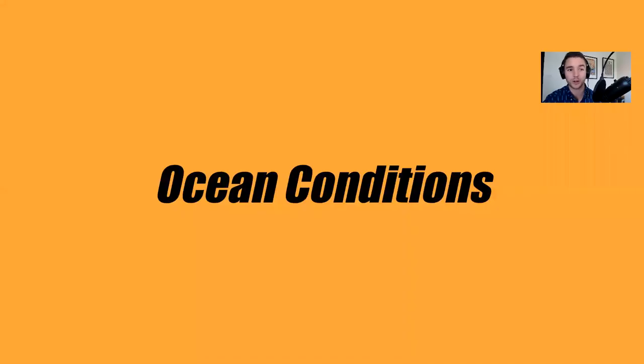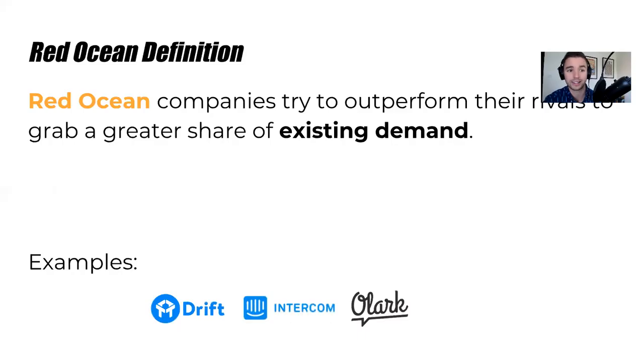Now we're going to dive into the ocean conditions, whatever that is. So ocean starts with understanding what kind of a market you are currently serving. So there's 2 oceans. There's the red ocean and the blue ocean. And this is all based on the blue ocean strategy, which is a brilliant book, by the way. If you haven't had a chance to read it, I definitely recommend going for it.